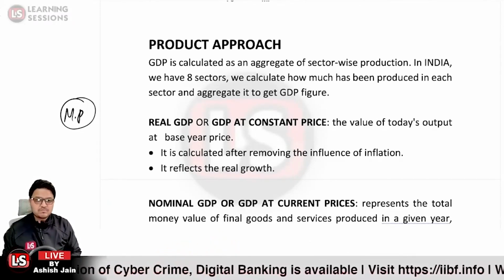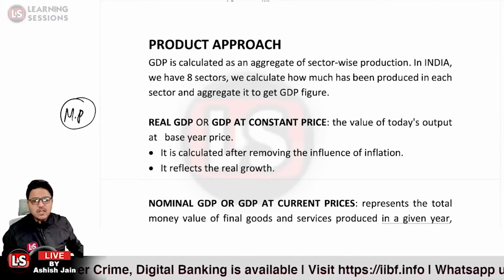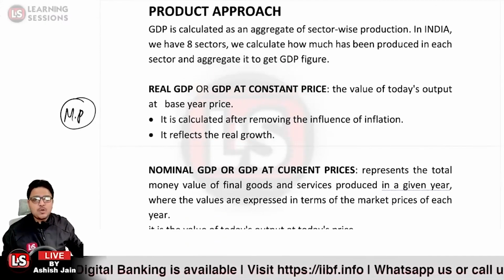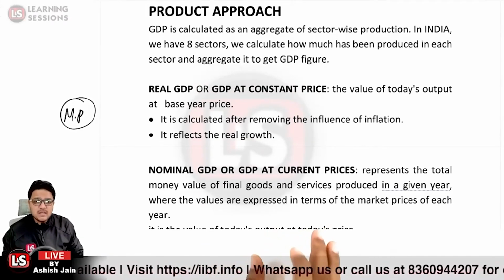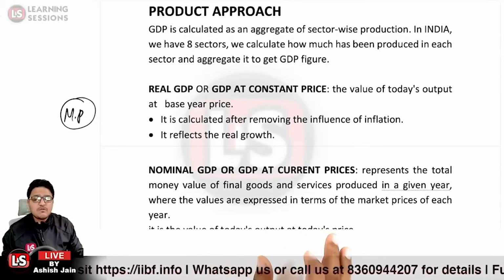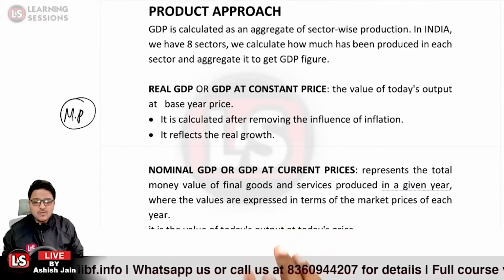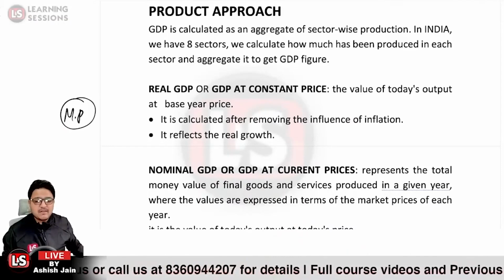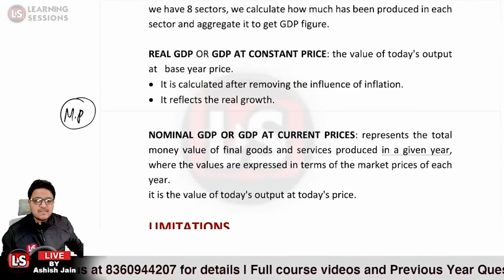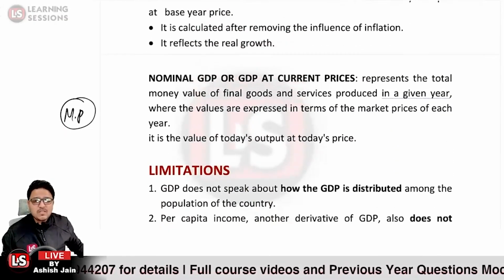Okay, so nominal GDP or GDP at the current prices represents the total money value of the final goods and services produced in the given year, where the values are expressed in terms of market prices. So in the case of the nominal GDP, we are concerned about the market prices, that is the current prices itself. Is that clear?